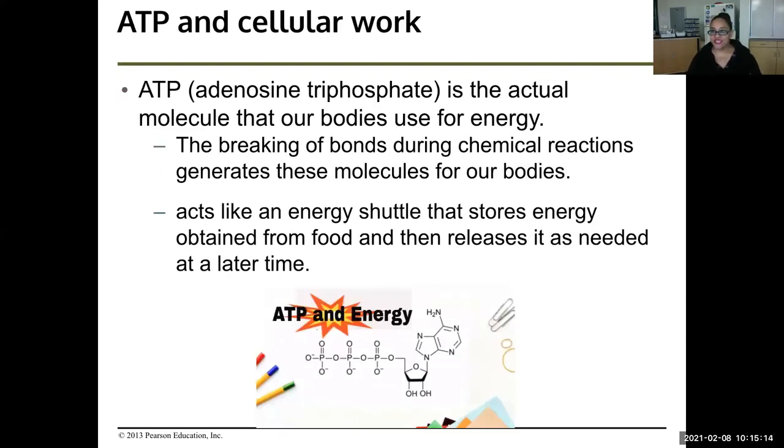ATP is short for adenosine triphosphate. It's the actual molecule that our bodies use for energy. The breaking of bonds during chemical reactions generates these molecules for our bodies. And it acts like an energy shuttle that stores energy obtained from food and then releases it as needed at a later time.